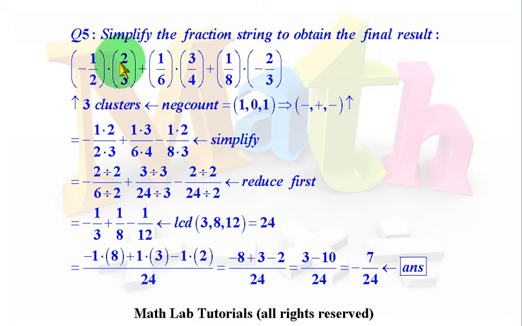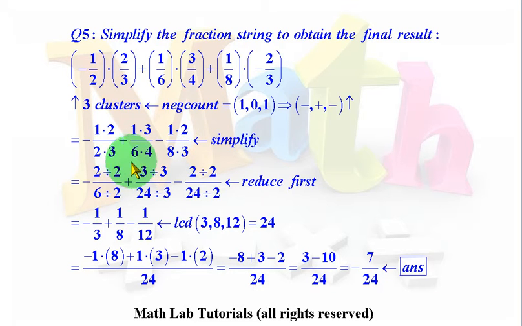And then you can do a 1.2, drop it down, 2.3, drop it down. Then this cluster over here is positive. There's the plus sign. And you can do 1.3 over 6.4. And then this cluster over here is negative. So you put a minus sign down, and you can do a 1.2 over 8.3.